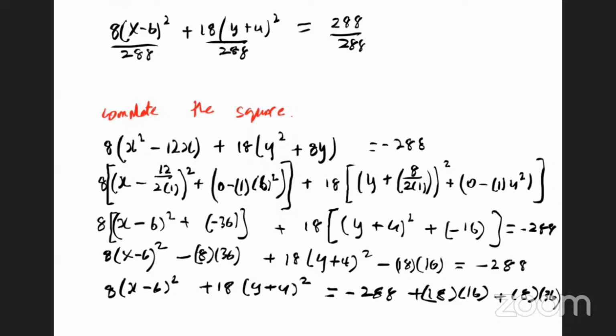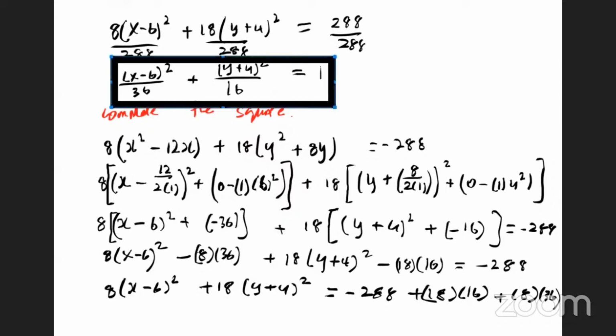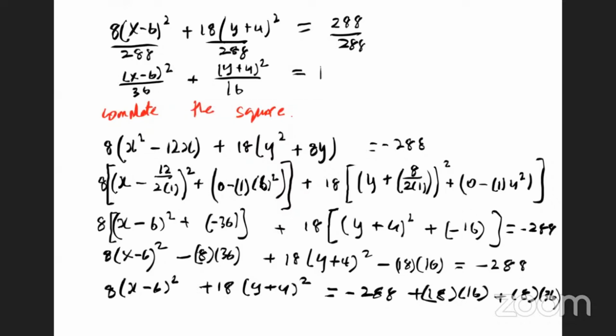what's 8 into 288? 36. Oh, so we end up with x minus 6 squared over 36. 18 into 288 is 16, right? And you'll get y plus 4 squared over 16, and here's 1. Right? So 10 years after, we end up with this. It never came before, but I'm just telling you how to handle it.